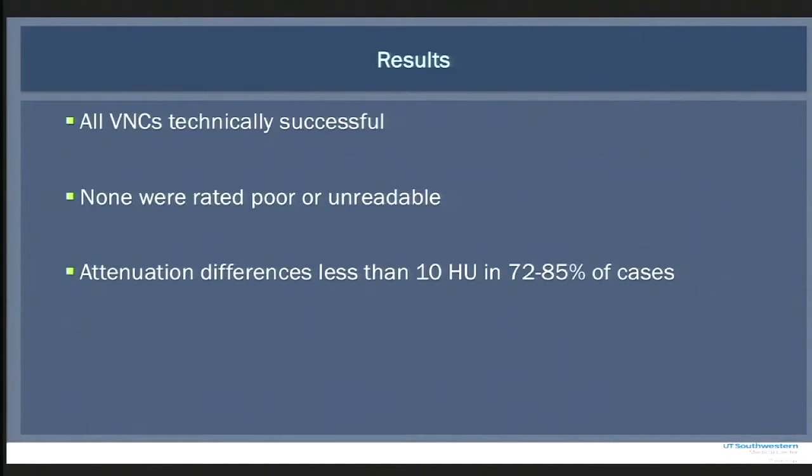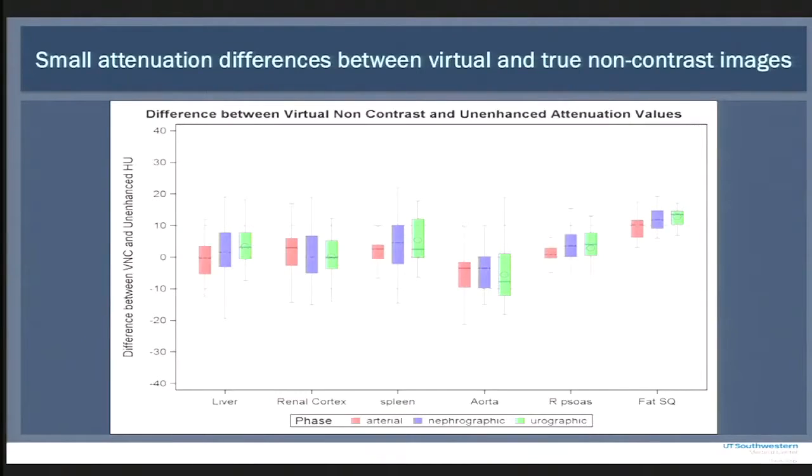So all our virtual non-contrast images we were able to successfully generate. None were rated poor or unreadable, and attenuation differences of less than 10 Hounsfield units were obtained in 72 to 85% of cases. So this is a busy slide, but this is a lot of the data that we've collected.